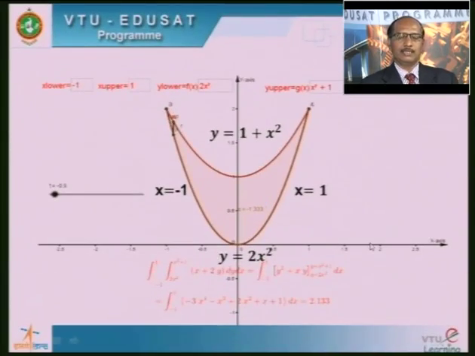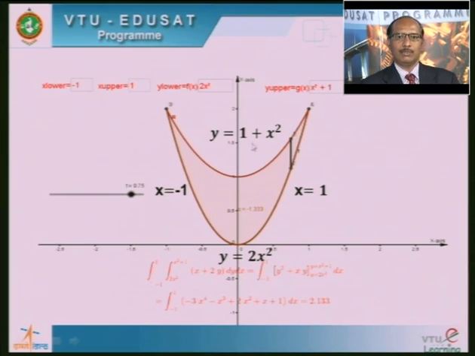So, in this picture you can see both the equations. y is equal to 2x square, it is a parabola, everyone knows that. It is passing through the origin. This is the lower limit, you consider the lower curve, and for the upper limit you consider the upper curve. This is in the y direction, y axis.